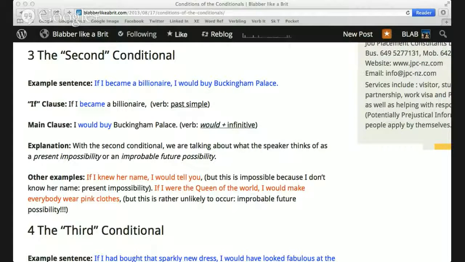Okay, Obaid. If you had the chance to meet famous people, who would you like to meet and why? Good question. I want to meet President Obama. And why, Obaid? Because I want to tell him we don't need more war in the world.